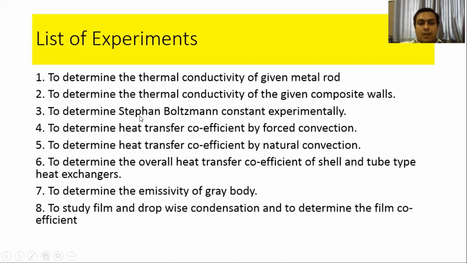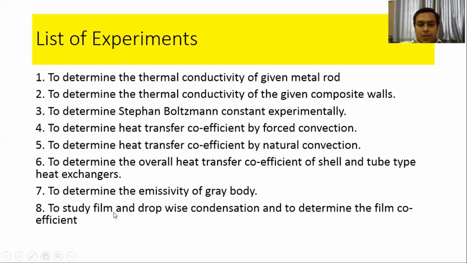Third one, determine the Stefan-Boltzmann constant experimentally. Fourth one, to determine the heat transfer coefficient by forced convection. Fifth, to determine the heat transfer coefficient by natural convection. Sixth one, to determine the overall heat transfer coefficient of a shell and tube type of heat exchanger. Seventh one, to determine the emissivity of a gray body.